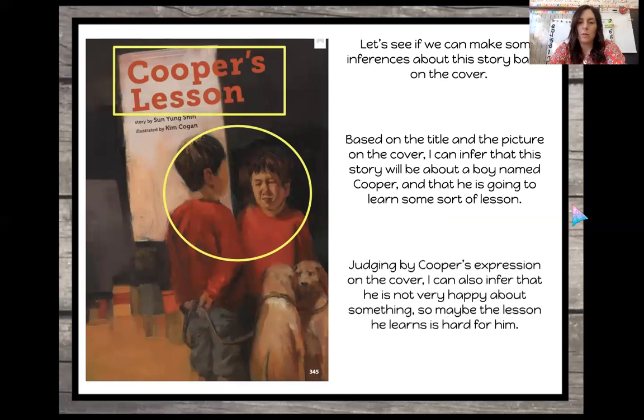Also, judging by Cooper's expression on the cover, I can infer that he's not very happy about something, so maybe the lesson he learns is hard for him. That's using my background knowledge. I can look at his face and know that in a time where I felt like I wasn't really happy about something, I might have had the same expression as Cooper.